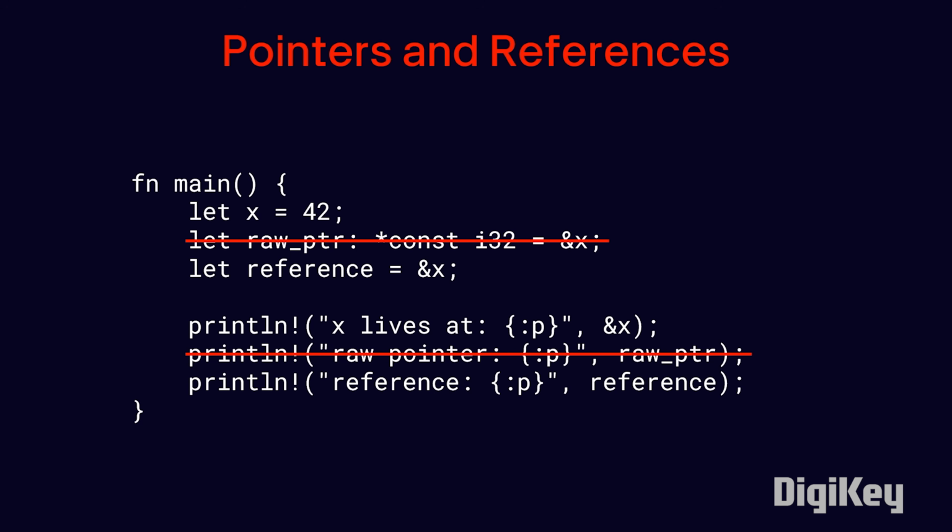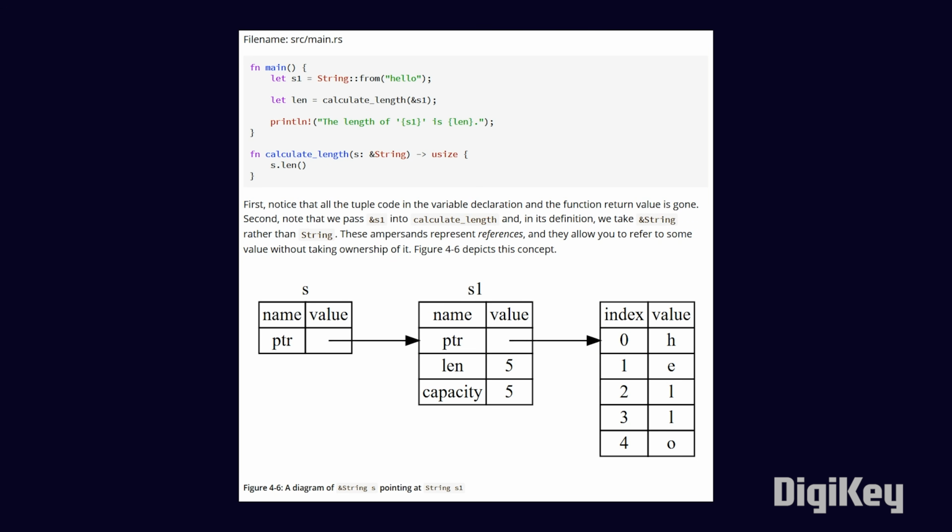The Rust book uses strings to demonstrate pointers and references. In this demo, S1 is a string struct, which contains a pointer to data on the heap, len for the length of the current string, and capacity for the number of elements that can fit in the currently allocated space. The example then creates a reference to S1 in the calculate length function. The parameter S is the reference. It's a safe pointer to the string struct. Both S and S1 live on the stack, but the actual string data lives in the heap.